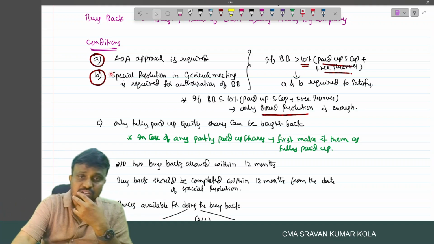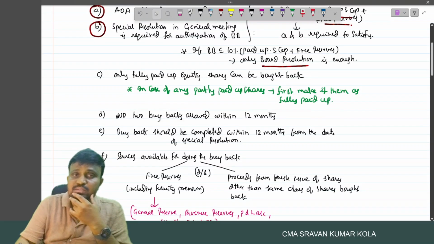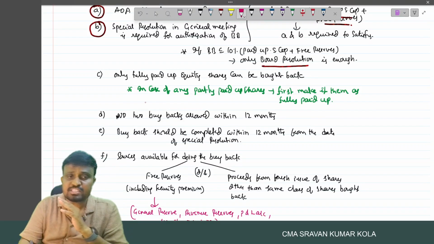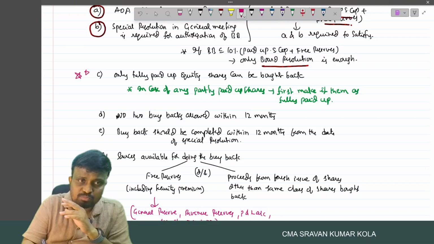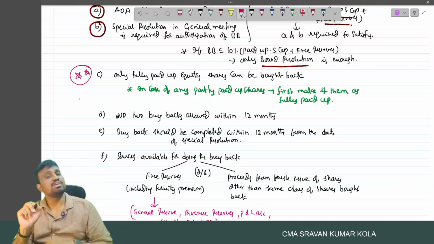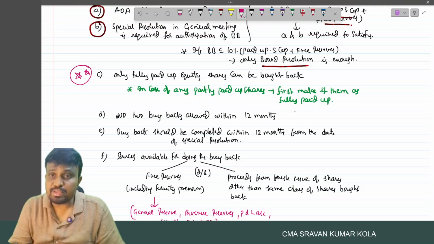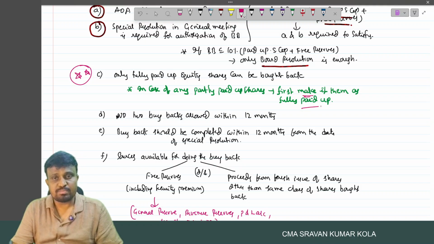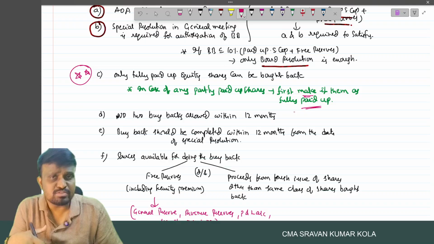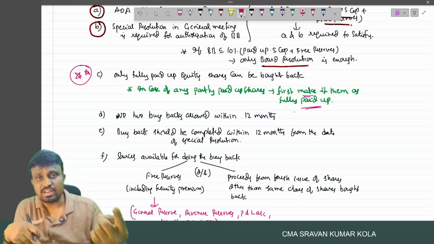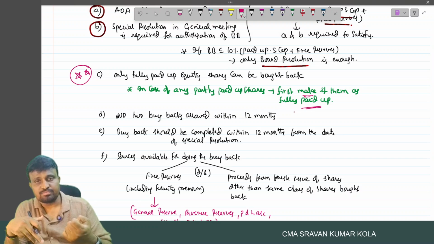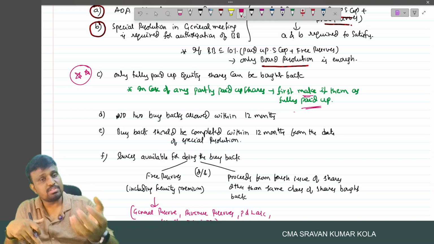Next, only fully paid up equity shares can be bought back. This is one of the important points here. In case of partly paid up shares, what do we do? First, make them fully paid up. How can we make them fully paid up? First, make a final call and receive the amount. Demand the final call from the shareholder.